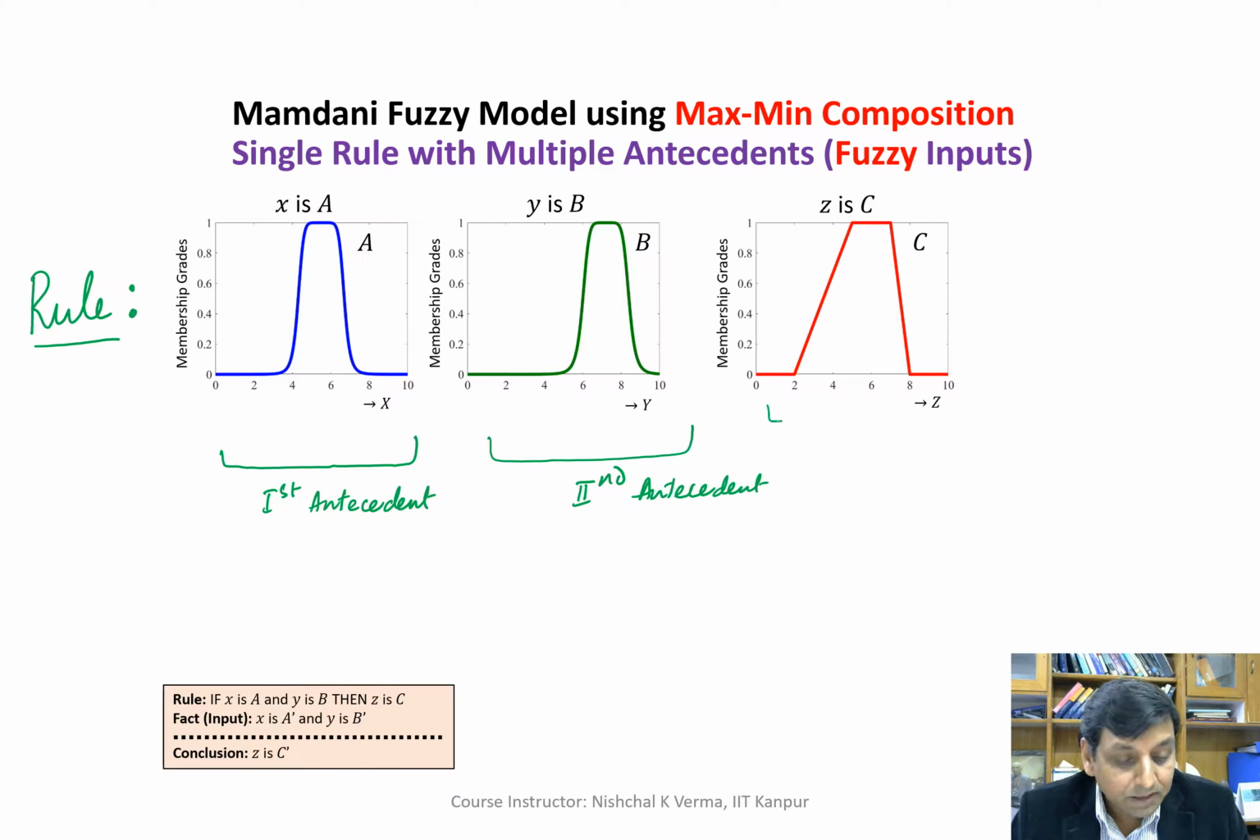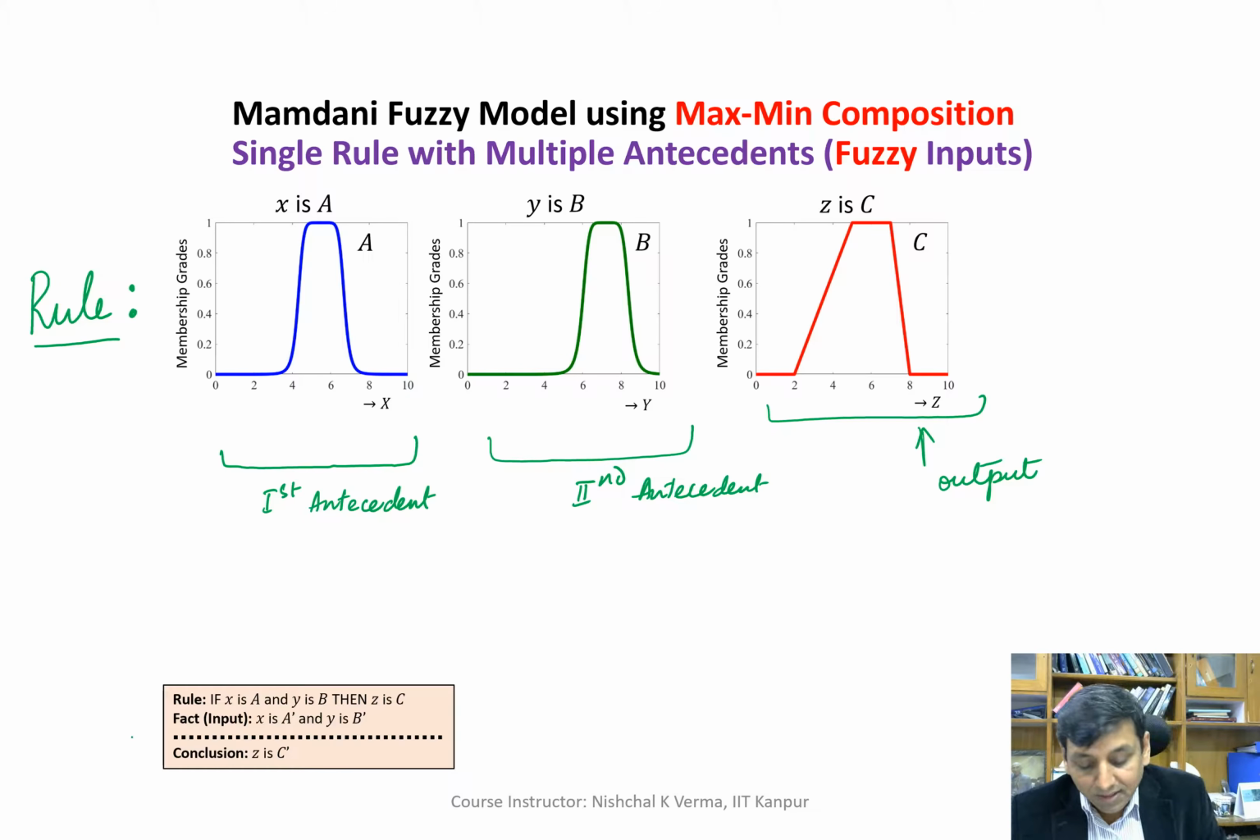Then we have the output. This is the output. Since this model is known, it means capital A, capital B, capital C, all these three fuzzy sets are known. Now let us apply the input X, Y.